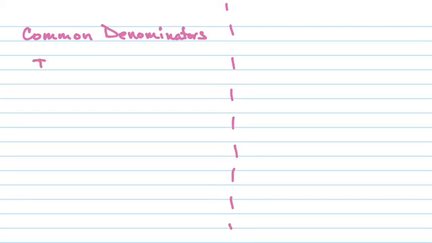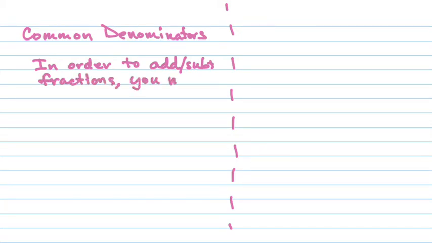In order to add or subtract fractions, you must have a common denominator. And I've already written common denominator, so now I'm just going to abbreviate it, CD. Remember, capital D always means denominator, and capital C will always mean common, by the way, too.